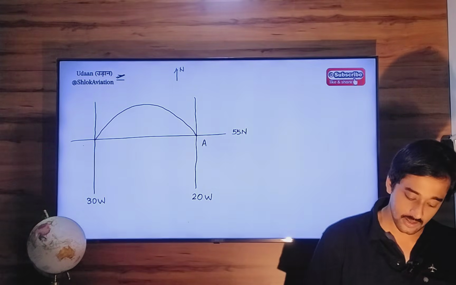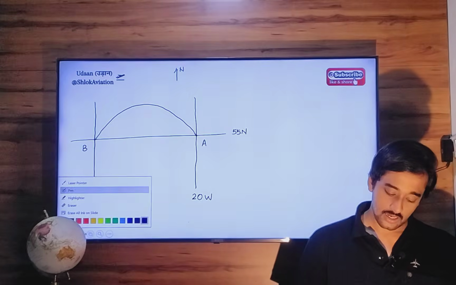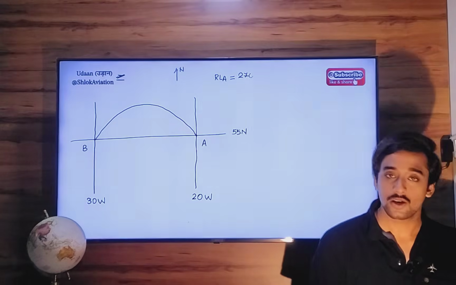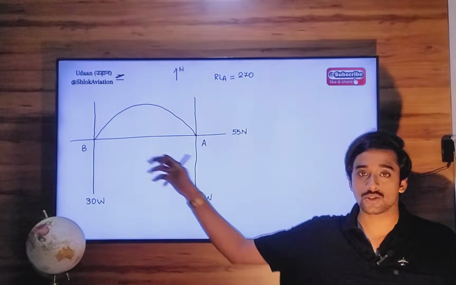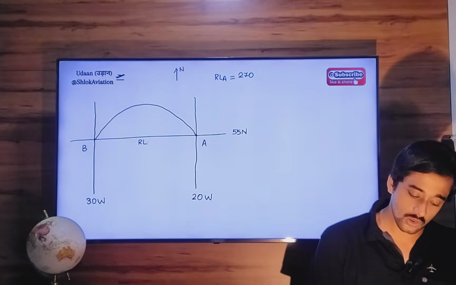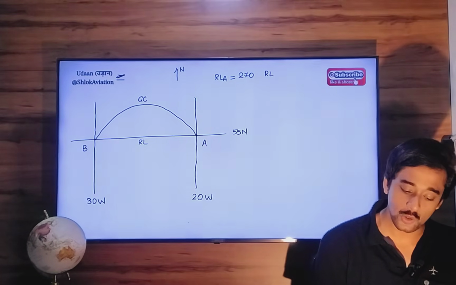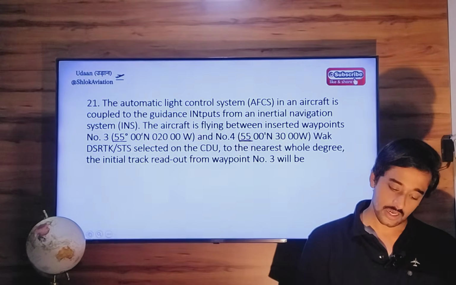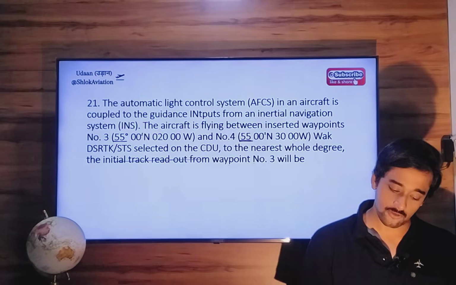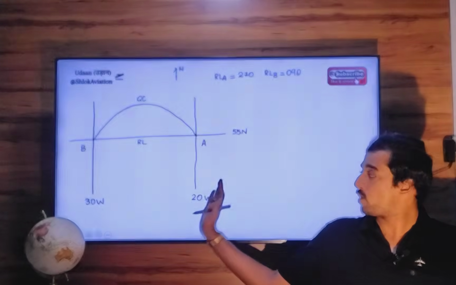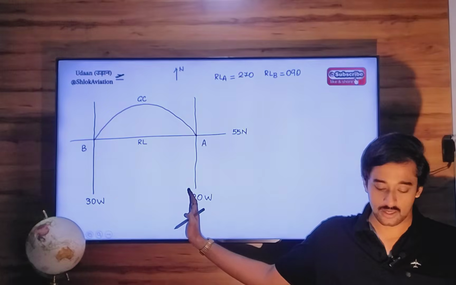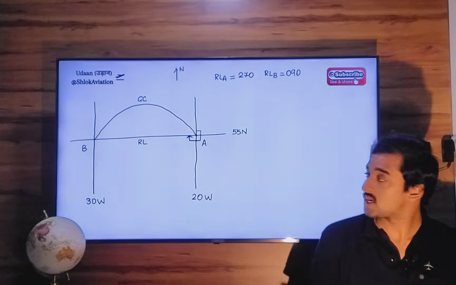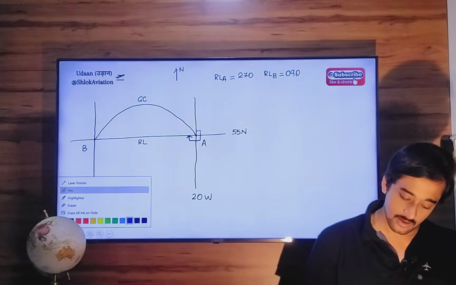A, B. Now, Rumline track at A will be 270. You're going from A to B following the straight track. It will be 270. Rumline track B to A will be the reciprocal of 270, 090. Okay. Initial track readout from waypoint number 3. So waypoint number 3 is this 20° west longitude. So Rumline track is 270. Great circle track will be more than that.